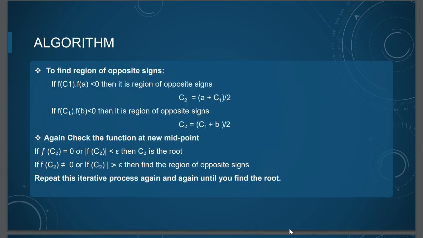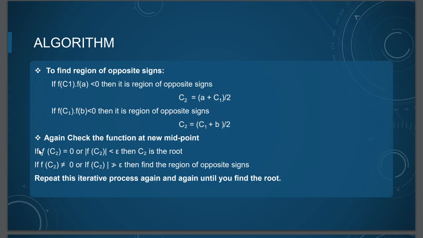So how do we find the opposite sign region? We find the product of f(c1) and f(a). If the product of f(c1) and f(a) is less than 0, then it is the region of opposite sign, and c2, the midpoint of a and c1, will be (a + c1)/2. If not, then the product of f(c1) and f(b) should be less than 0. Then it is the region of opposite sign, that is c2 = (c1 + b)/2.